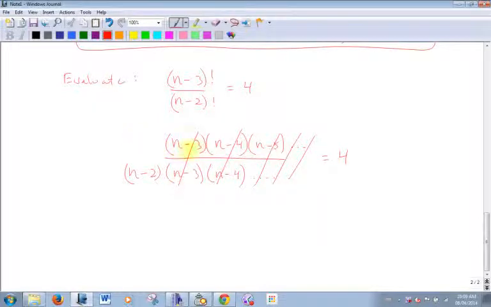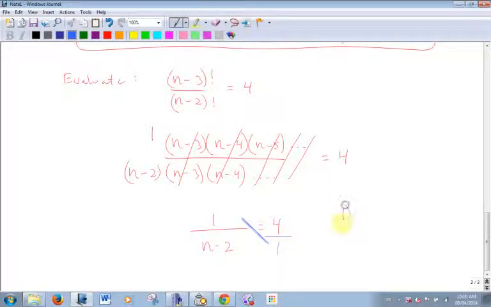What do I have left on the top here? Everything canceled out, but don't say nothing. You've got to put a 1 there, otherwise what's on top? You can't put a 0 there. So 1 over n minus 2 is 4. How do I solve that thing for n? You like cross multiplying? That's one way. Let's say that's over 1.